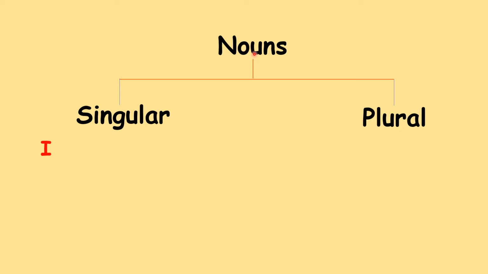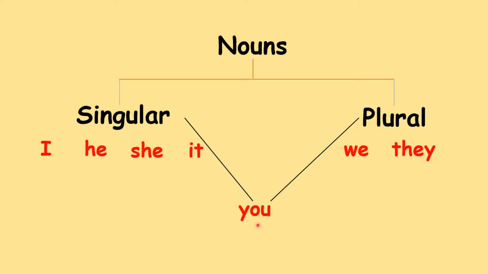So for the nouns, if you are using a singular noun, you use the word I as the pronoun. I, he, she, it are singular. In plural, the pronouns are we, they. And you can be used for singular as well as plural.